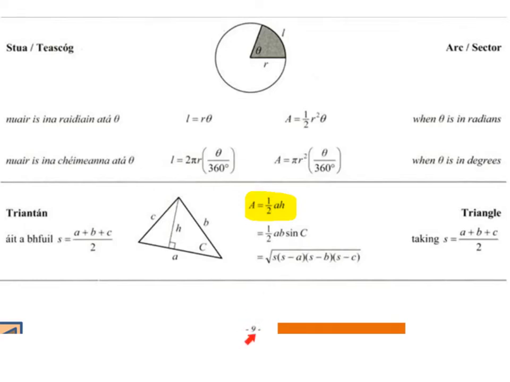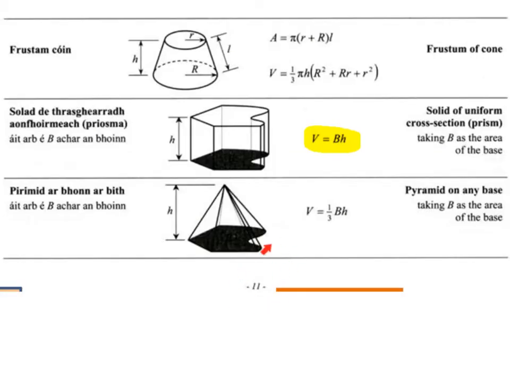So just to show you, this is page 9 of the formula book. So this is the area of a triangle. A equals a half AH. So half times base times height. And this is page 11 of your formula book, where V, the volume of a prism, is equal to B times H. So B is the area of the base, and H is the height, or in our case, the length.